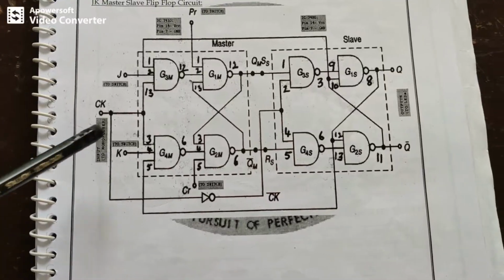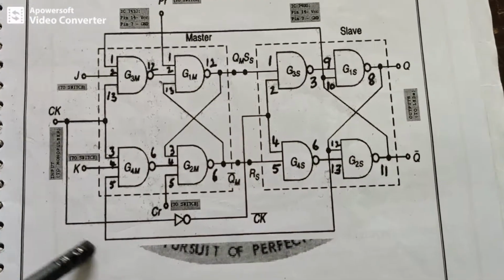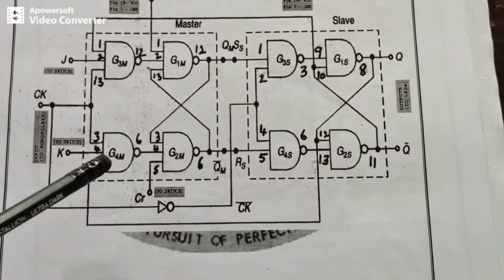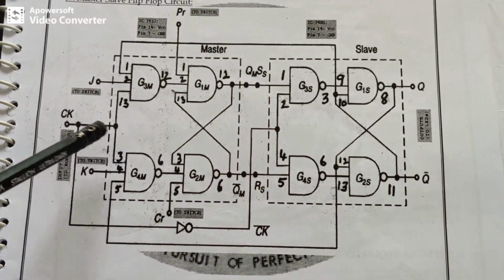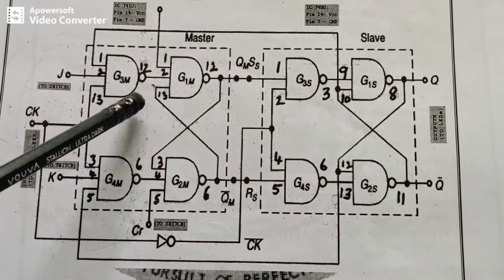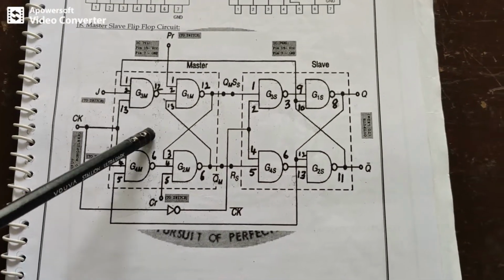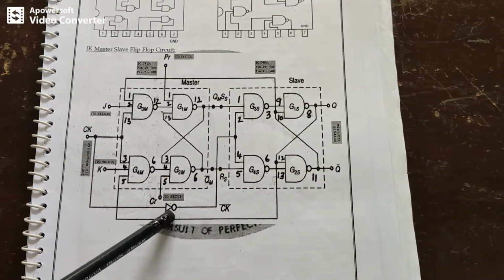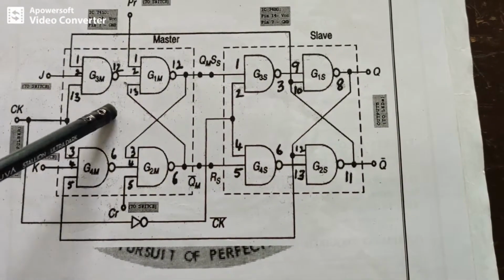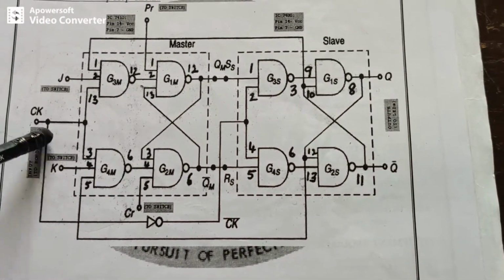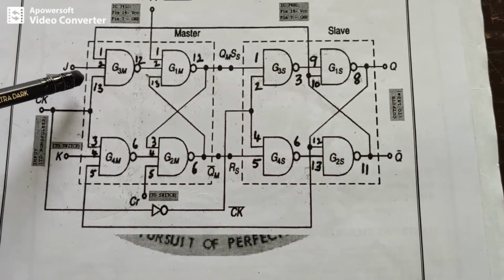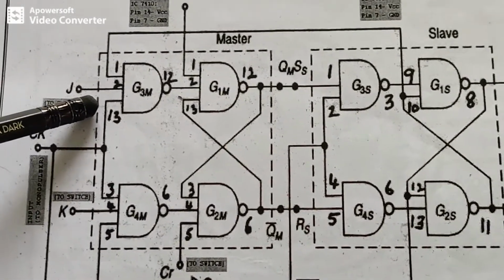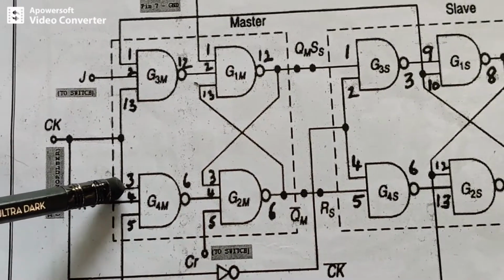So now we will see how we can connect clock to this circuit diagram. As I said, this clock goes to the master section of the circuit as well as the slave. But the slave section is triggered with the negative clock, while the master section is triggered with the positive clock. In order to connect clock, you have to short pins 13 and 3 of the first IC.